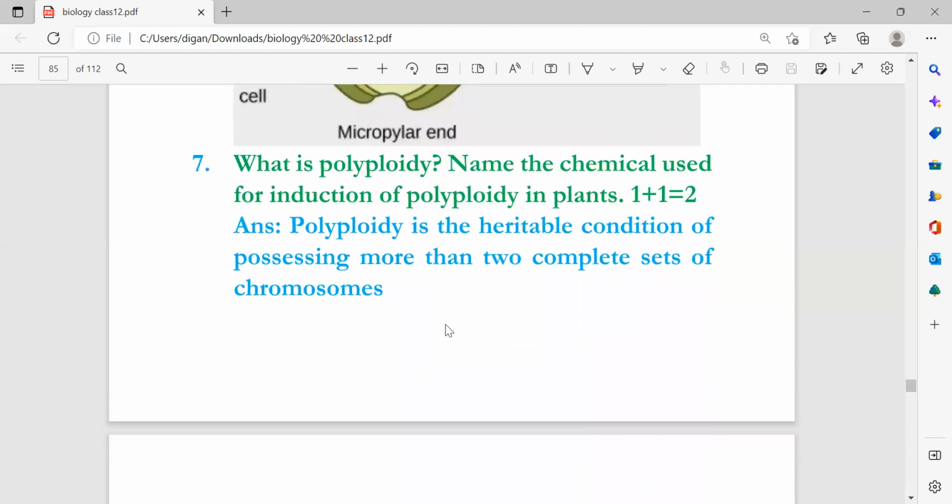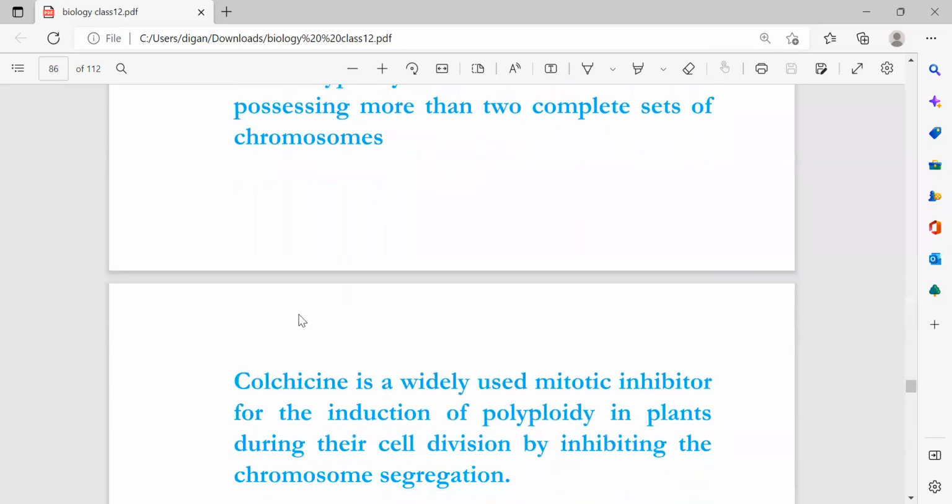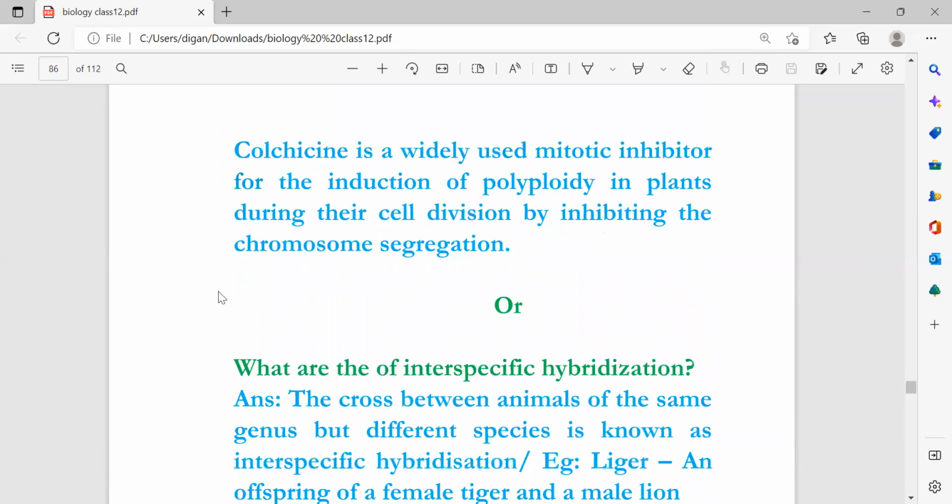What is polyploidy? Name the chemical used for induction of polyploidy in plants. Polyploidy is the heritable condition of possessing more than 2 complete sets of chromosomes. Means when more than 2 sets of chromosomes are present, then it is called polyploidy. And this is the term which is very important: COLCHICINE. Remember the spelling. It is a widely used mitotic inhibitor for the induction of polyploidy in plants during cell division, by inhibiting chromosome segregation. You know that in cell division the chromosomes are segregated equally, but this chemical prevents the chromosomes from segregating equally.